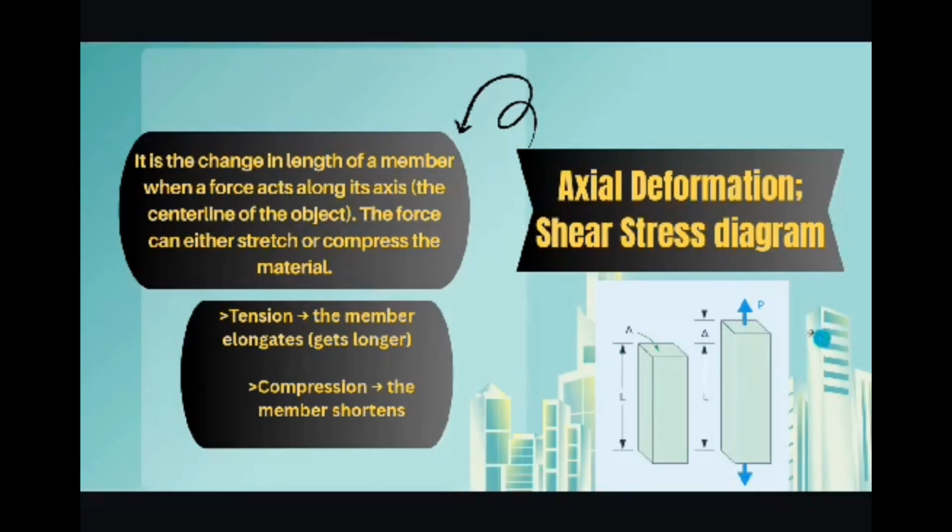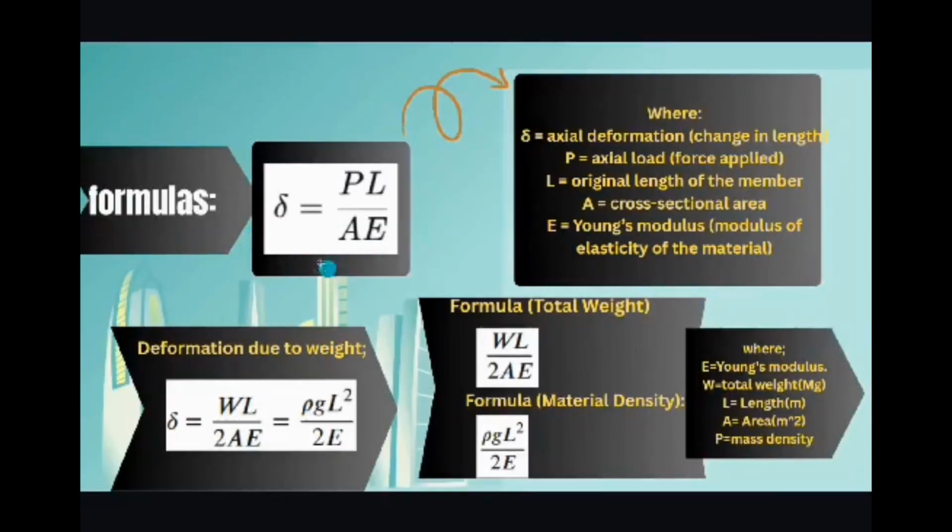Let's proceed. So we have a formula. This is the axial deformation, or change in length. Change in length is equal to axial load or force applied times length over area times Young's modulus, or this is constant, or it depends on the problem given.